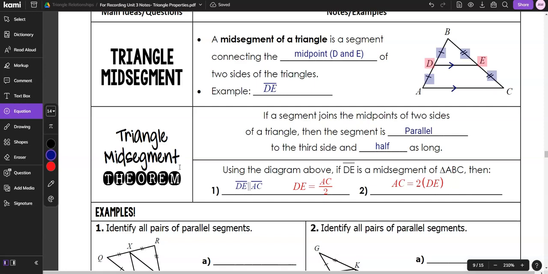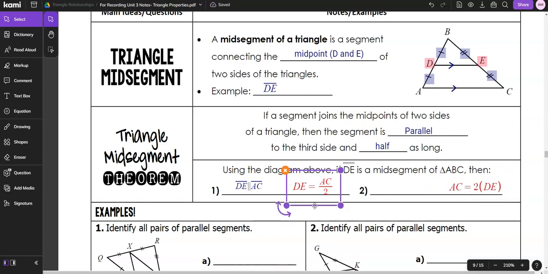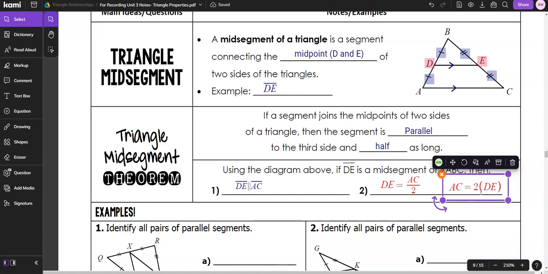So the triangle midsegment theorem states that if a segment joins the midpoints of two sides of a triangle, then the segment is parallel, so we mark that on our triangle with the little arrows, to the third side and half as long. So in the diagram below, if segment DE is a midsegment of triangle ABC, then DE is parallel to AC and half as long, which again can be represented two separate ways, and I always like to have both. We have DE is AC divided by 2, so it's saying DE is half as long as AC, or backwards, AC is twice the length of DE.